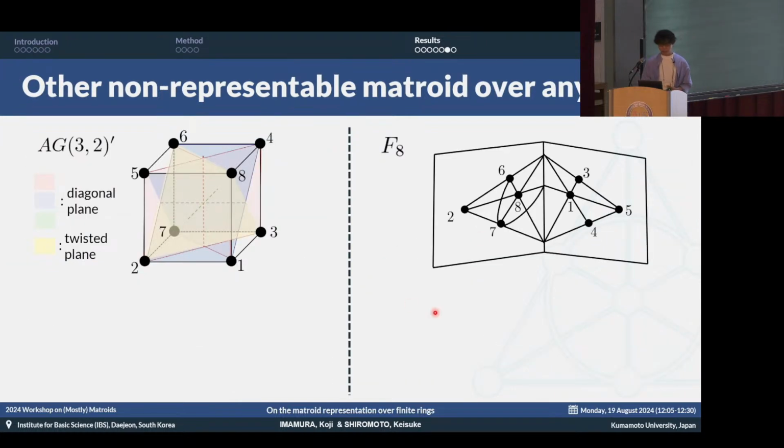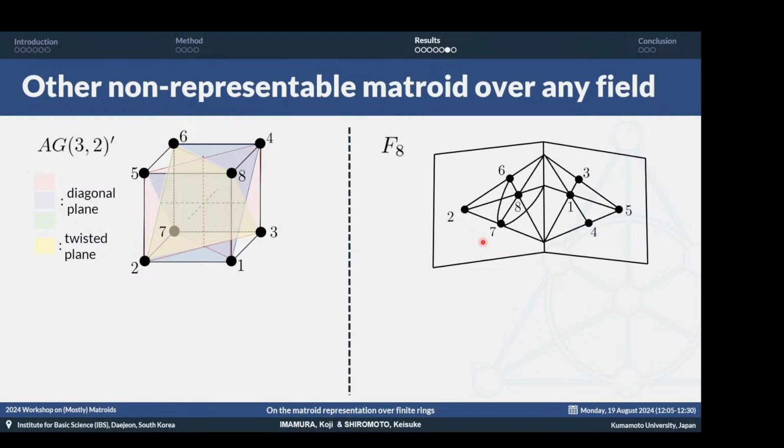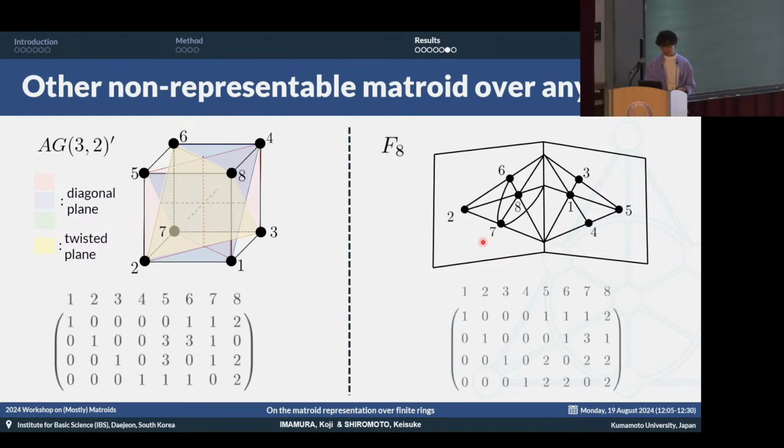Also, AG(3,2)' and F8 are known as non-representable matroids. So for each matroid, there is some single element contraction resulting in F7 and also F7 minus. That is, they have one minor isomorphic to F7 and another minor isomorphic to F7 minus. But using a matrix over Z4 and modular independence, we can represent both of them.